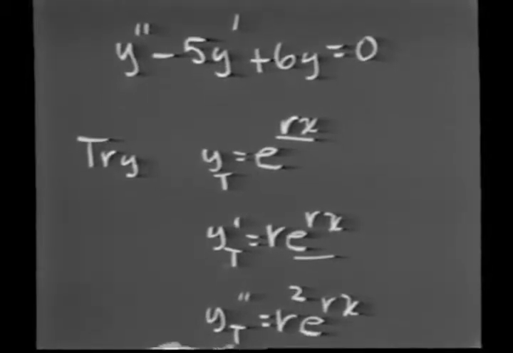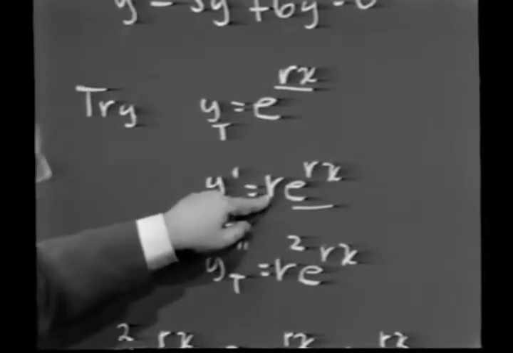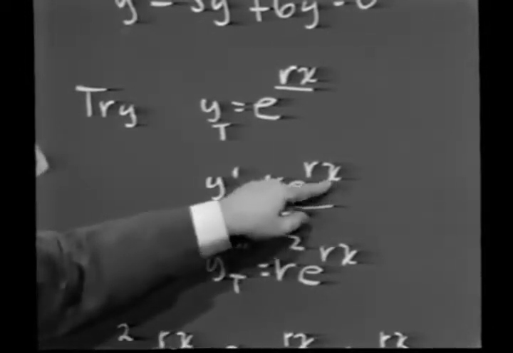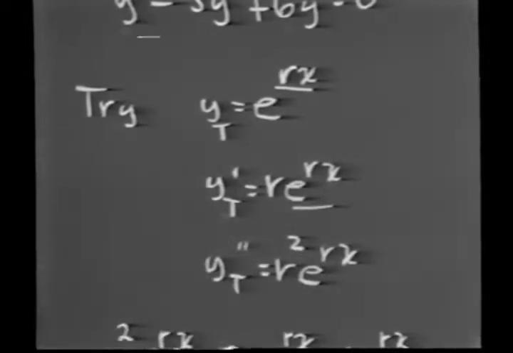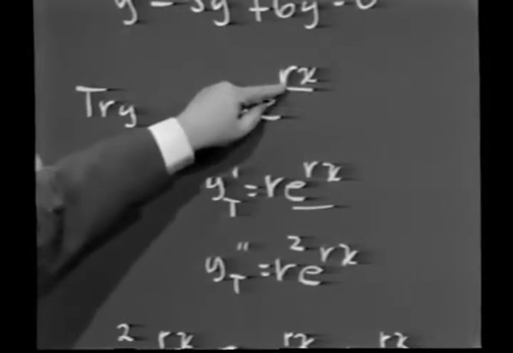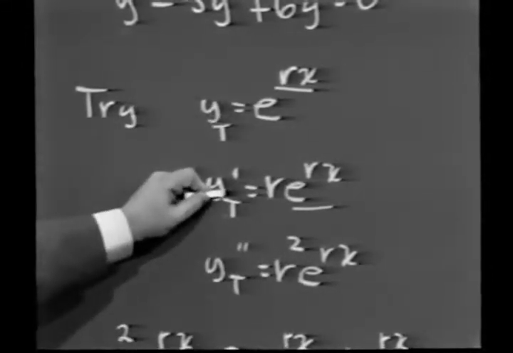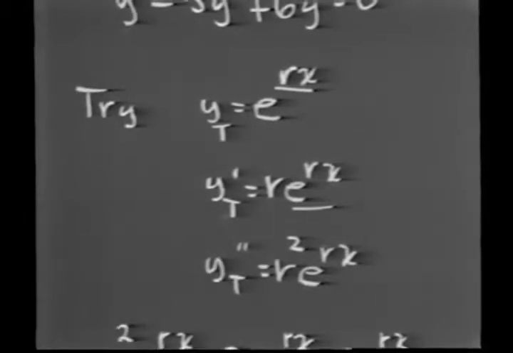So notice that the first derivative of y sub t with respect to x is r e to the rx. The second derivative of y sub t with respect to x is what? r is a constant. I differentiate e to the rx. That brings down another factor of r and leaves me with e to the rx. Notice that e to the rx is a common factor of y sub t prime and y sub t double prime.